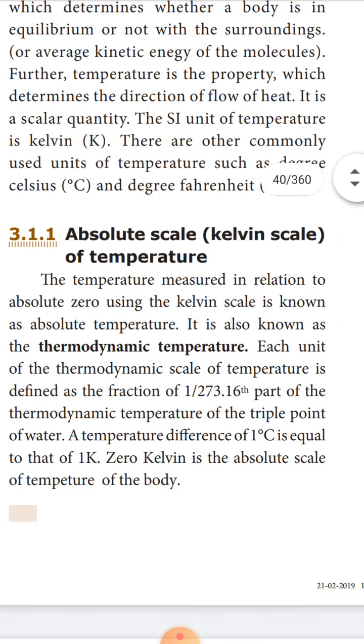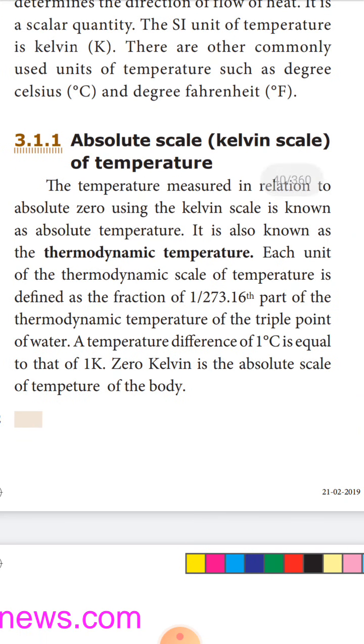Absolute scale, Kelvin scale of temperature. The temperature measured in relation to absolute zero using the Kelvin scale is known as absolute temperature. It is also known as the thermodynamic temperature.